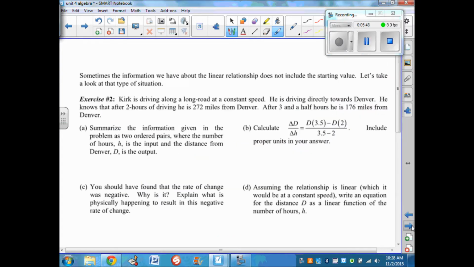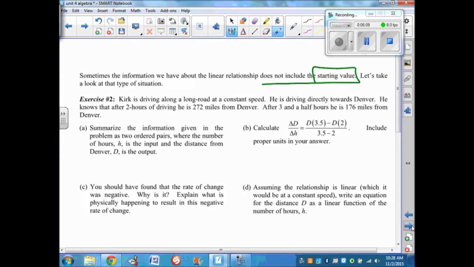And exercise 2. So now this one says, sometimes the information we're given does not include our starting value. In other words, we don't have the y-intercept. But we learned from last section that we still can write an equation even though we're not given the y-intercept. We're missing one of those parameters, as long as we know some other information.